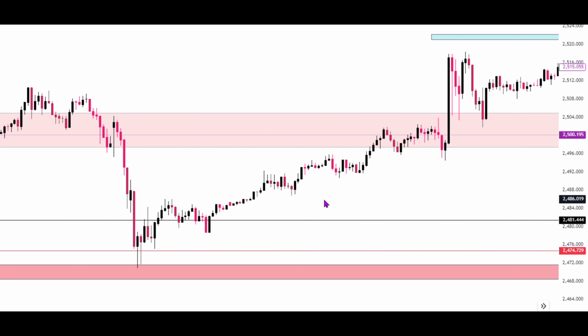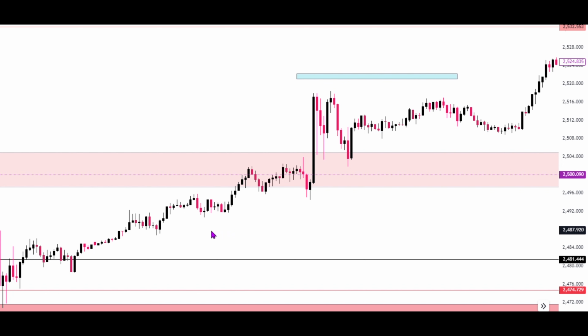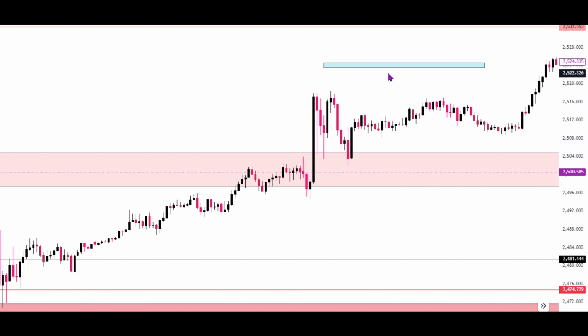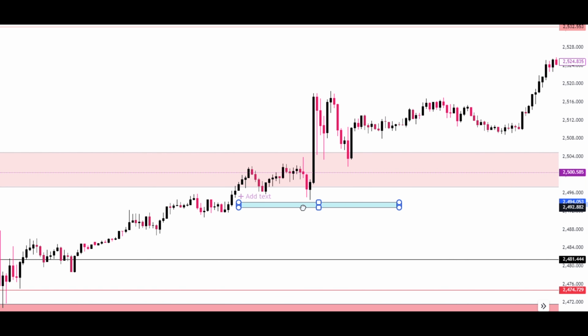So just scanning through, I think the only first fair value gap I can see has to do with this tiny one right there. Let me grab this shape to indicate where the fair value gap is. So we have the first fair value gap right there.